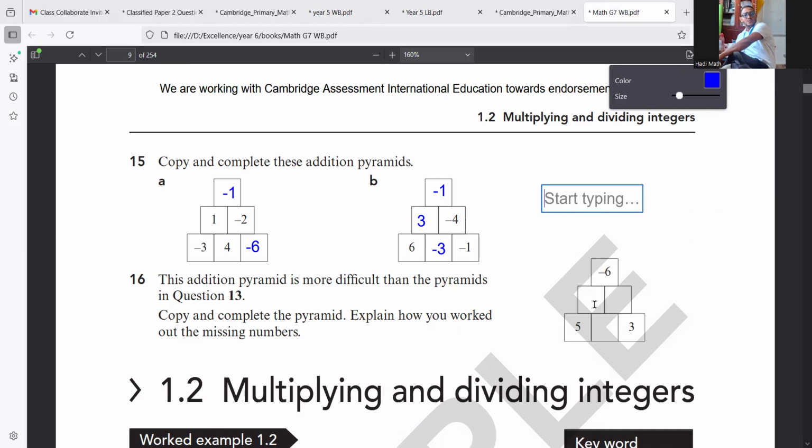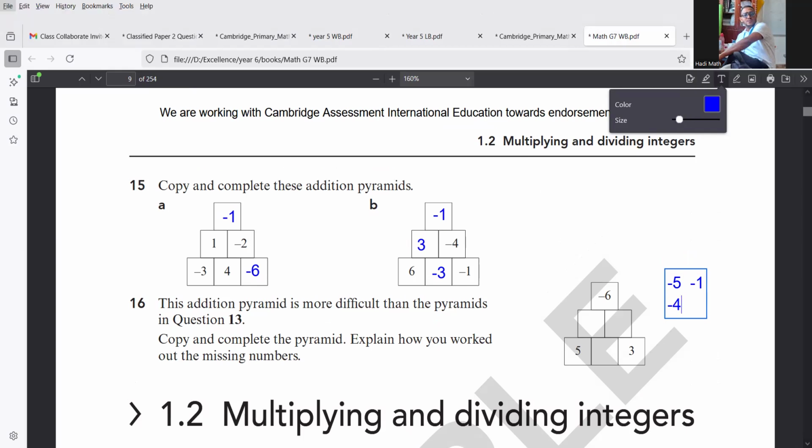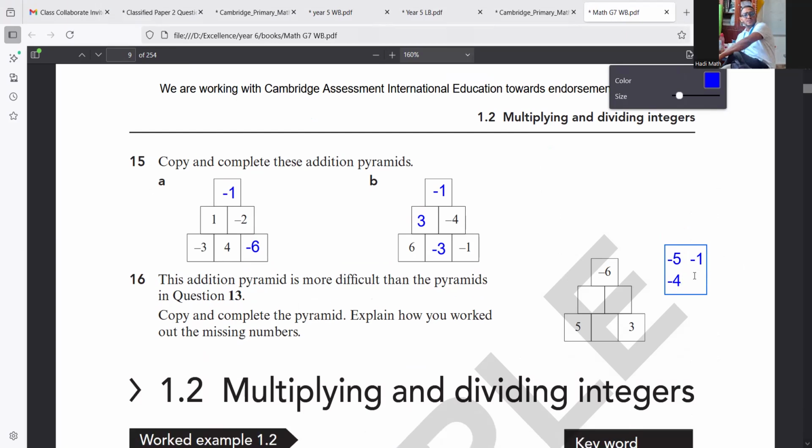You could choose both of them to be negative, or one of them to be negative. If you would like both of them to be negative, you could say -5 and -1. Or you can choose -4 and -2. Or you could say -3 and -3. If you would like both of them to be negative, so they give you -6.